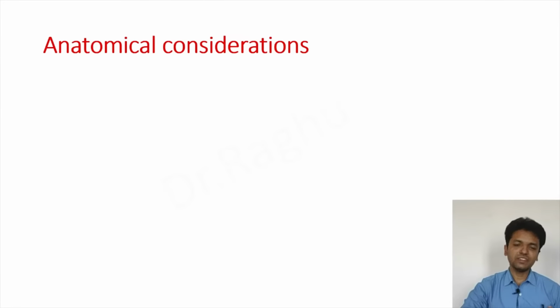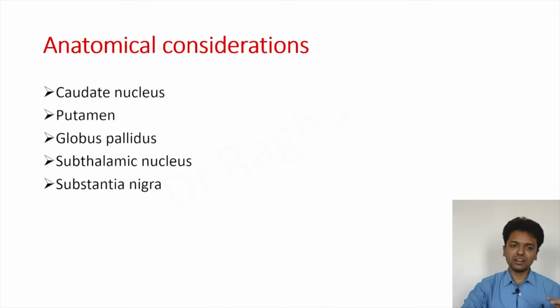Okay, so let's see the anatomical consideration. What are these group of nuclei? There are 5 groups of nuclei which are present in the basal ganglia. What are they called? One is caudate nucleus, second one is called the putamen, third one is called the globus pallidus, fourth one is called the subthalamic nucleus, and the fifth one is called substantia nigra. We will have to remember all these 5.